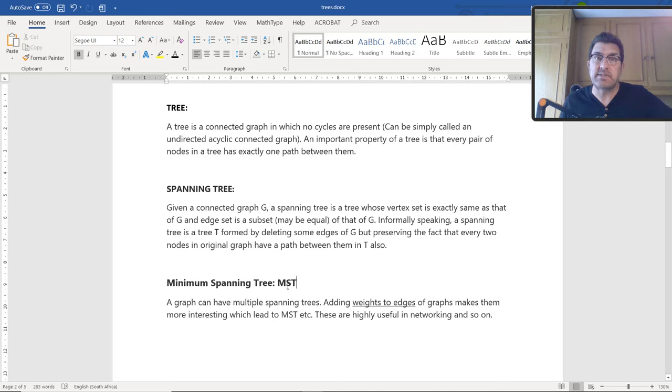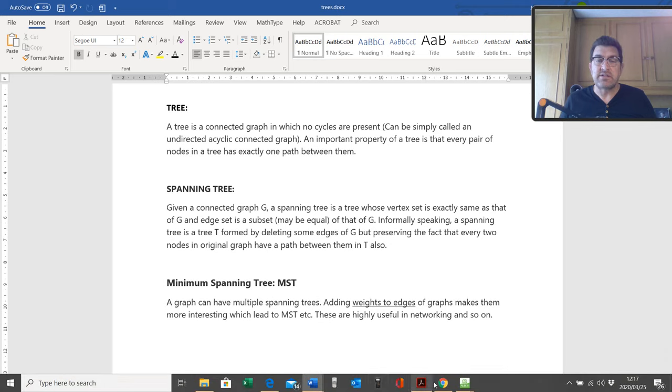So what does a minimum spanning tree do? A graph can have multiple spanning trees. Adding weights to edges of graphs makes them more interesting, which can lead us to asking optimal questions. So what is the shortest distance that I have to travel if I visit all these cities? How must I visit the cities so that I travel the least distance? Or if it's the cost to get from one place to the next, how must I travel to minimize my cost? These are called optimal problems. These are highly useful in networking and so on.